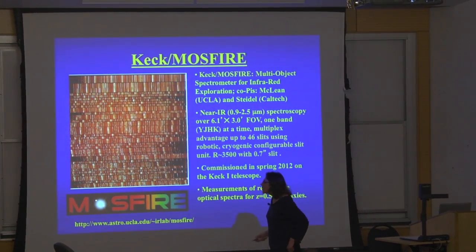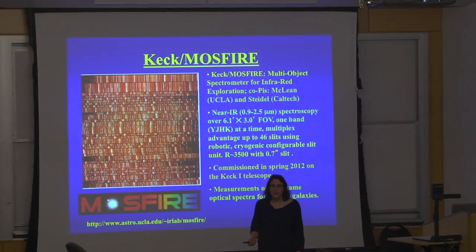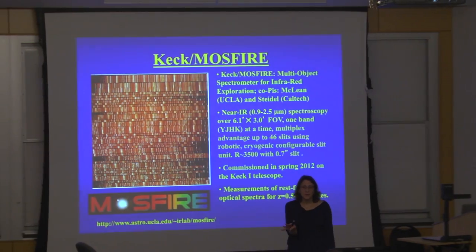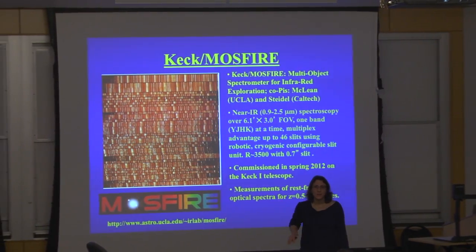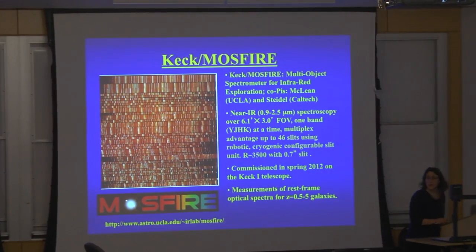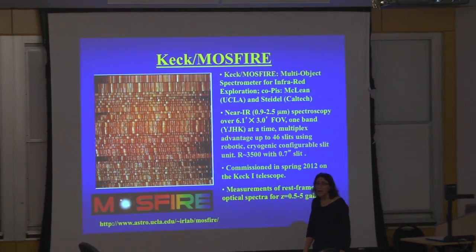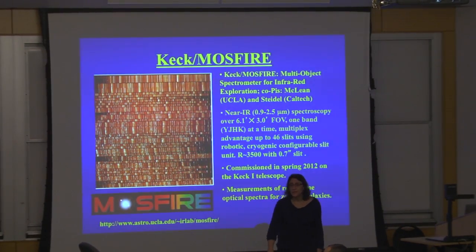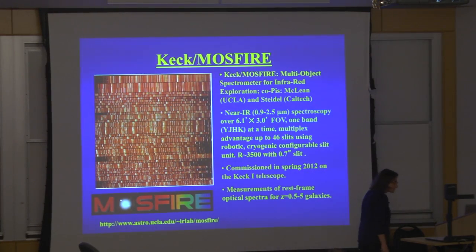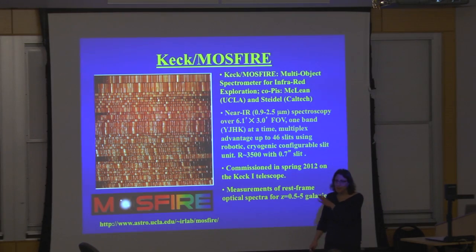So MOSFIRE enables measurements of rest frame optical spectra. These are photons that are emitted as optical photons, but by the time they get to us, due to the expansion of the universe, we observe them as infrared photons. This is basically our background, and it's a lot brighter than our signal. Probably the most important step in our data reduction is subtracting this off.